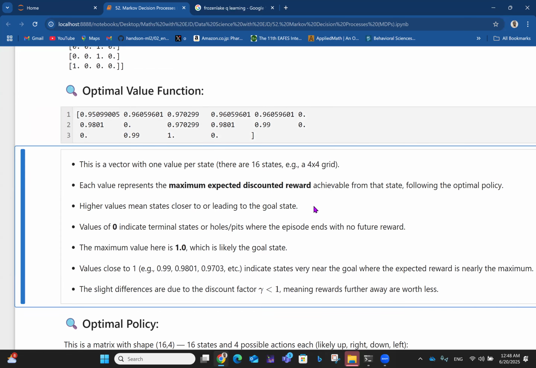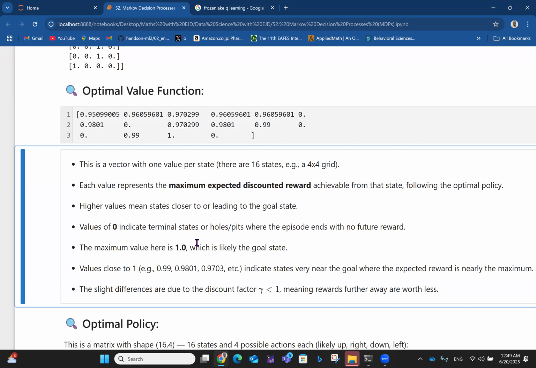They are getting the right result, so to speak. Then the values of zero indicate terminal states or holes or pits where the episode ends with no future reward. So if you have all these zeros, it talks about states where you are losing the game. You're not eating the food, or maybe you are hitting a barrier, or the snake is biting itself.